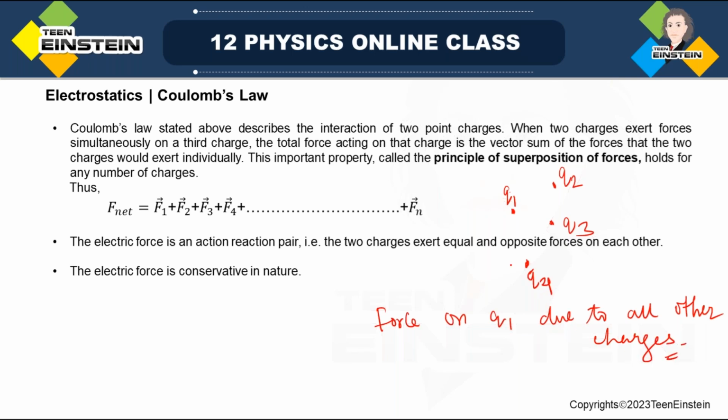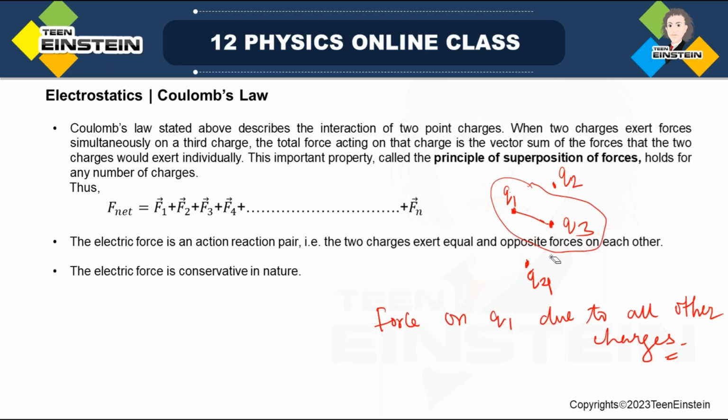So how do you find out the force? The principle of superposition says that in this case you can actually calculate the forces individually, neglecting the presence of others. Suppose I want to calculate the force on q1 due to q3. I'll just consider these two alone without considering the presence of others. This is very simple.